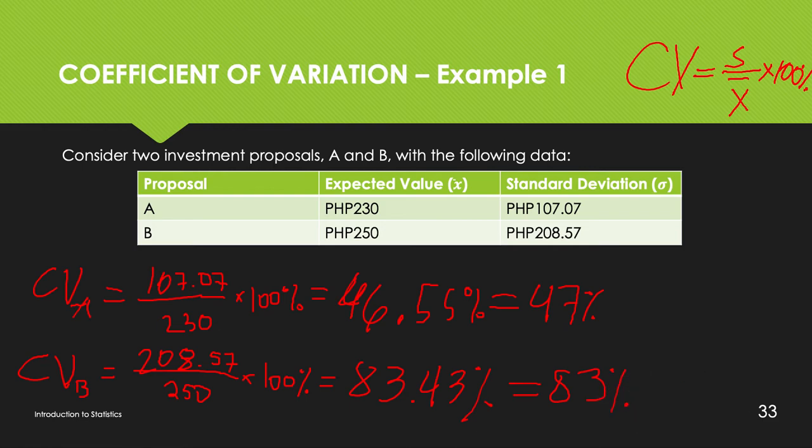Because the coefficient of variation is a relative measure of risk, B is considered to be more risky than A, although B has a greater mean, a greater expected value, greater returns, shall we say, because the mean is 250 pesos, than A, which is only 230 pesos. But B is considered a more risky investment, since B is more volatile than A.